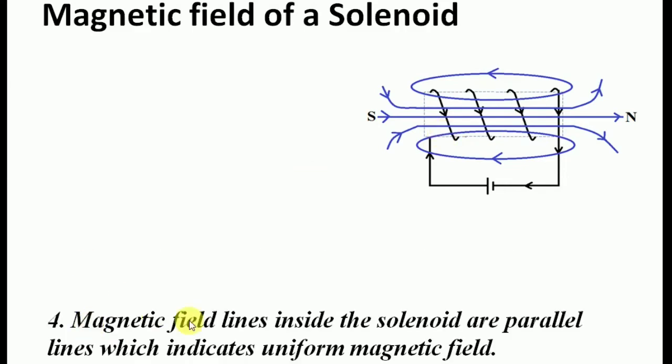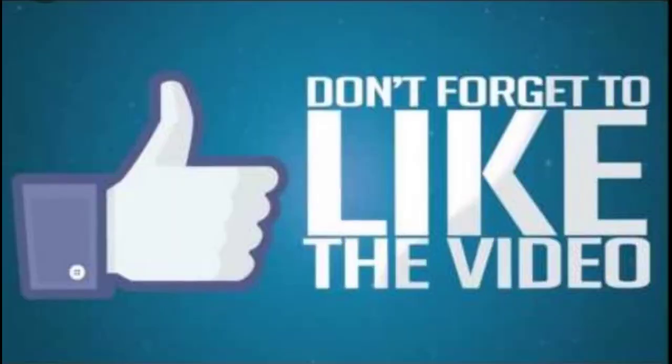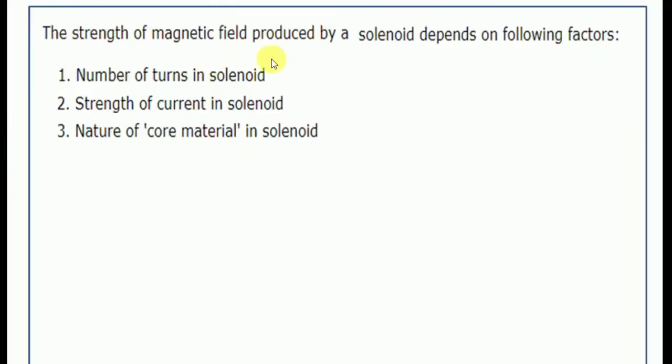Magnetic field lines inside the solenoid are parallel lines. Out here you can see parallel lines, which indicates a uniform magnetic field. That means the value of the magnetic field is the same everywhere inside the solenoid. The strength of the magnetic field depends on the number of turns, the strength of the current passing through the solenoid, and the nature of the core material in the solenoid. So the magnetic field also depends on what kind of material we are keeping inside the solenoid.